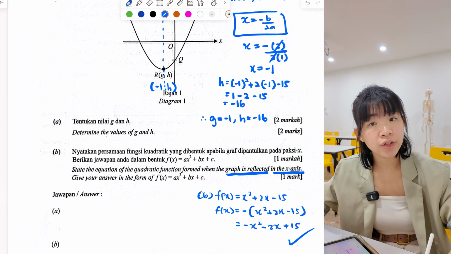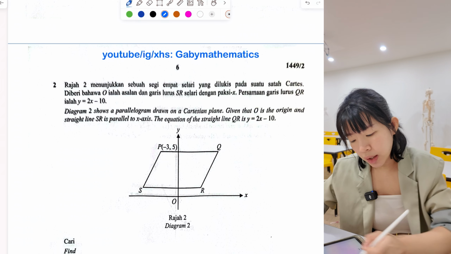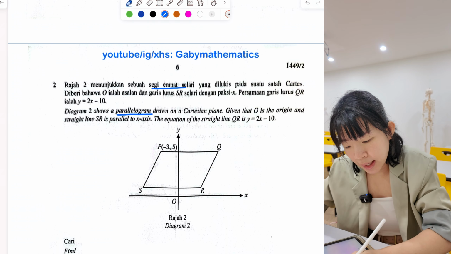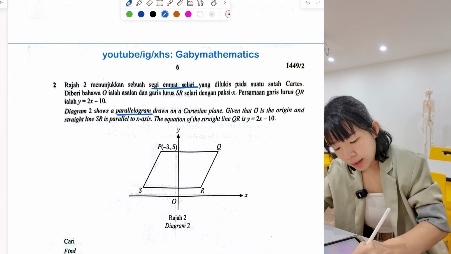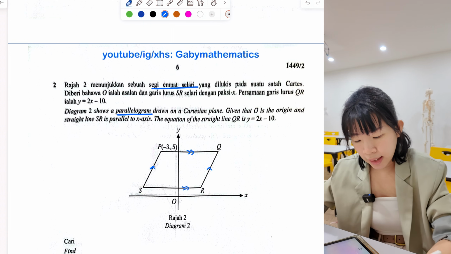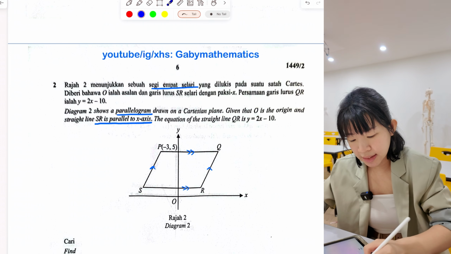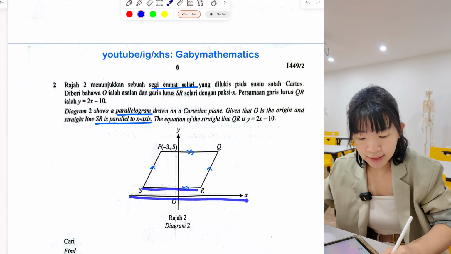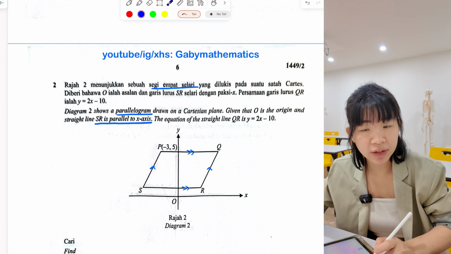Okay, let's look at question number 2. The diagram shows a parallelogram, segi empat selari. The characteristic of a parallelogram is that the opposite sides are parallel. Given that O is the origin, they say SR is parallel to the x-axis. Here they want to emphasize that SR is actually a horizontal line.